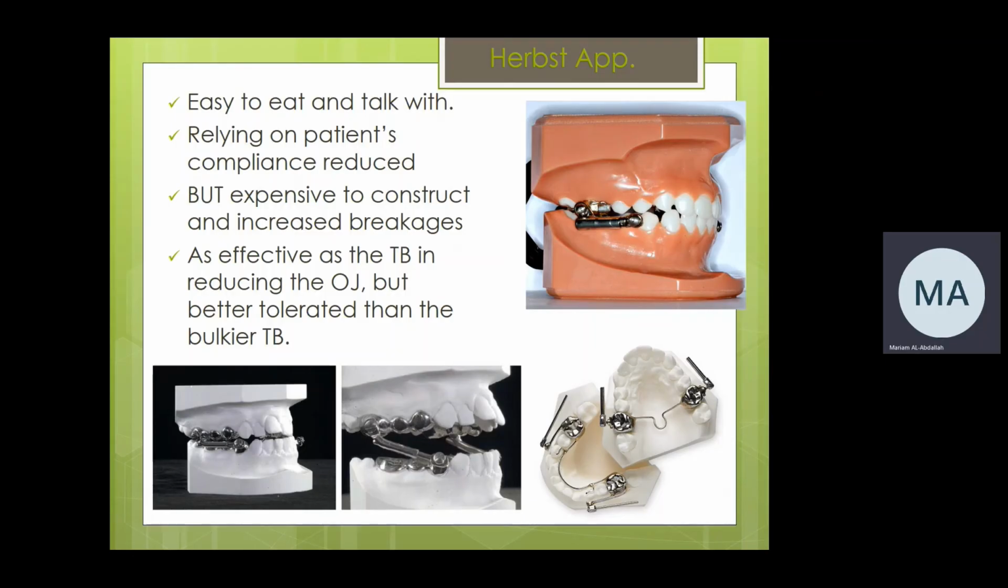Nevertheless, although it's fixed, it is as effective in terms of correcting the malocclusion as the twin block, and reducing the overjet and correcting the malocclusion. But the Herbst appliance is better tolerated compared to the twin block, because the twin block is like a mouthful appliance compared with this small piece of metal that is banded to the buccal segment.